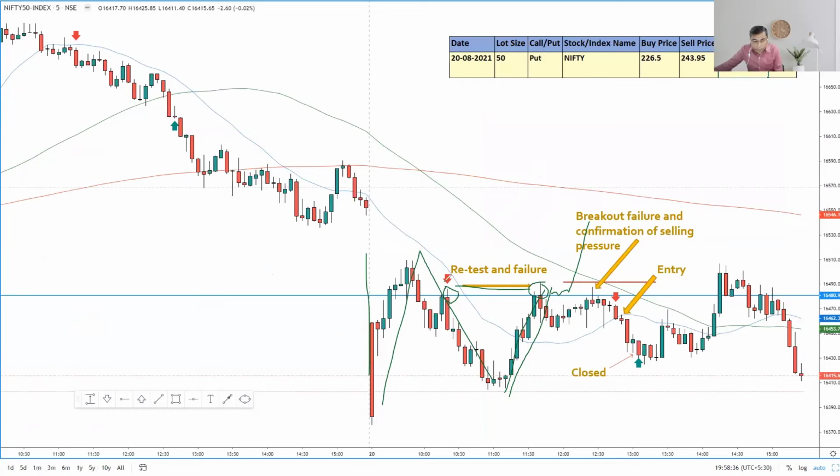So prices have retraced completely, and then we have the shallow pullback. Prices move back up again. This is the third retest of this high, and then we have moved to the downside. So I hope you are getting the message here.